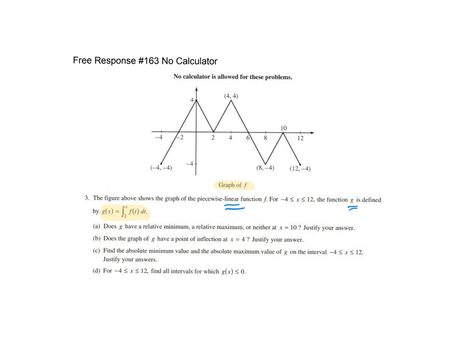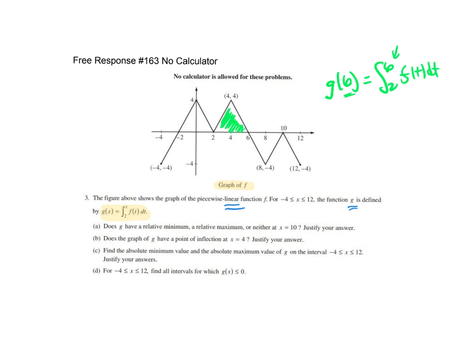Okay, so the question, but actually let me do something first here. Let me just do an example. If I wanted to do g of 6, g of 6 would be the definite integral from 2 to 6, right? Whatever I put in here goes up there, of f of t dt. So that means the area under the curve from 2 to 6. So that would be this area here.